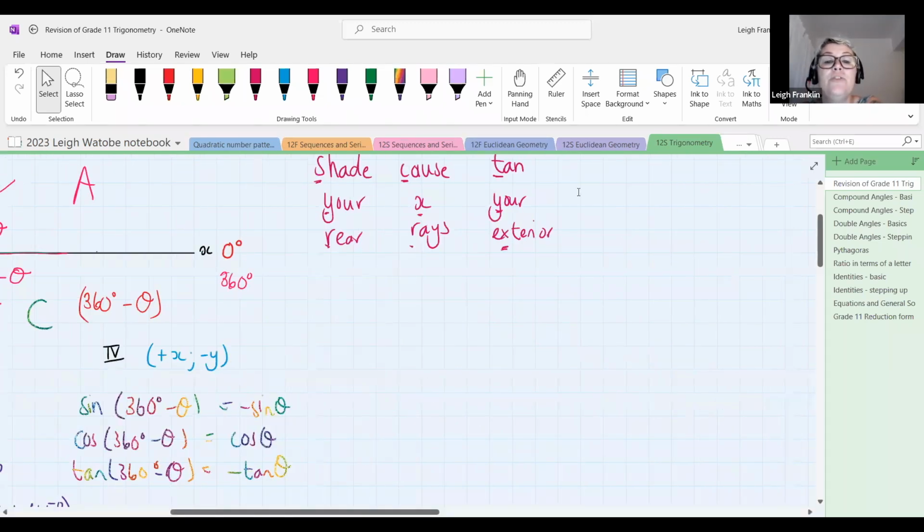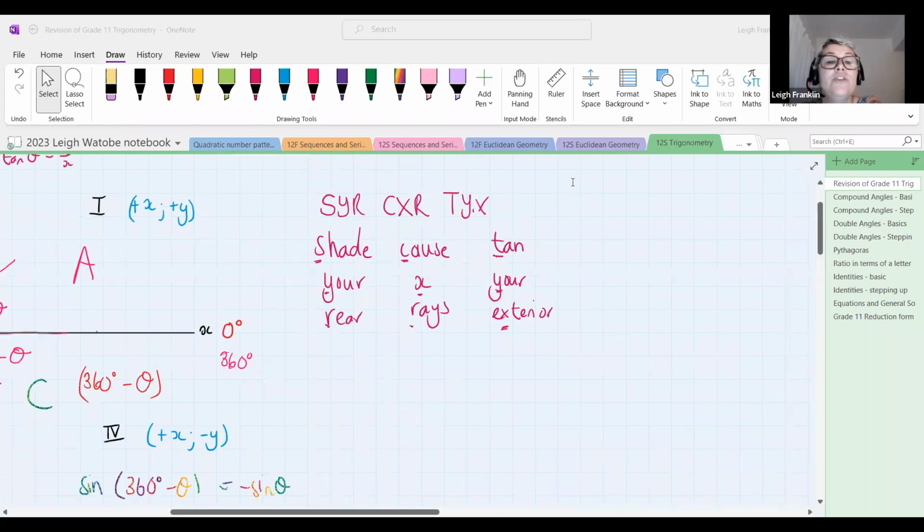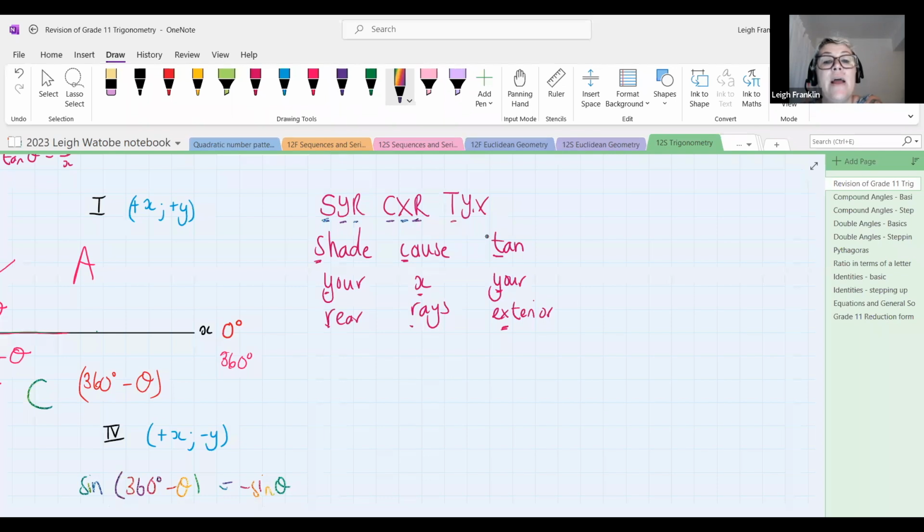Okay, so just back to this. All right, so there's the shade your rear because x-ray is tan your exterior. So that's just a way for you to remember that the sine of an angle is y over r. The cos of an angle is x over r. The tan of an angle is y over x. Okay, so there we go. All right, I hope that was long enough.